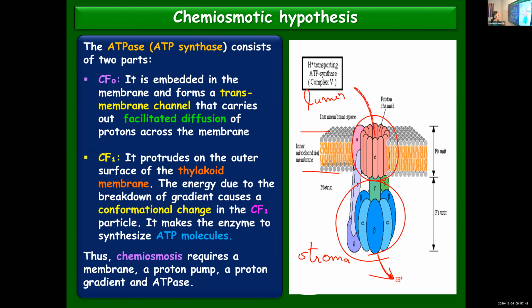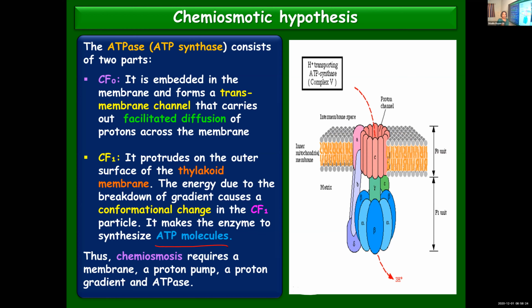Whereas CF1 protrudes from the outer surface of the thylakoid membrane. The energy released, as I told you earlier, when this proton gradient is broken down, is utilized and brings about a conformational change, a change in the shape and structure of CF1, and this makes the enzyme synthesize ATP molecules.